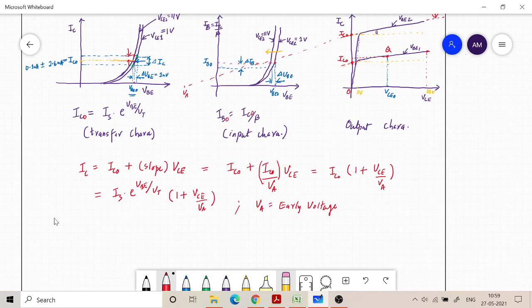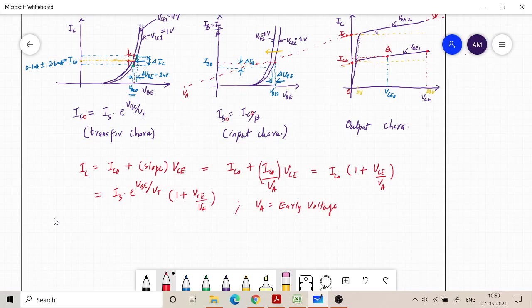Okay, and the ratio of two voltages has to be unitless. The first term is one, unity, and doesn't have any unit, and therefore the second term should also have no units, and that is ensured by taking it as a ratio of two voltages. So VA is the early voltage.